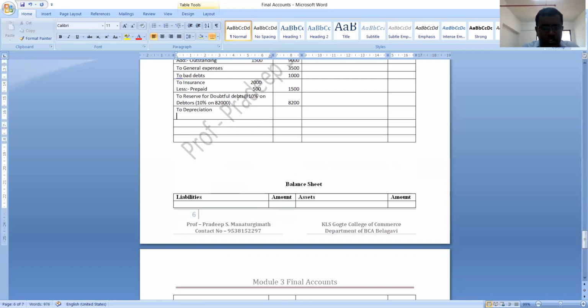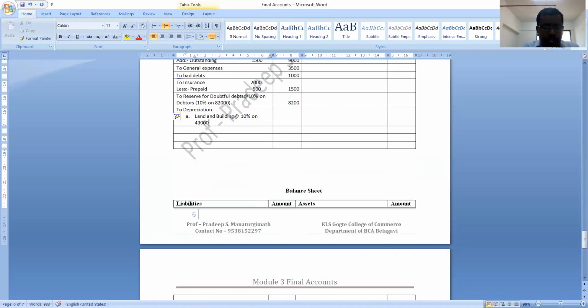To depreciation, first one is A, it is on what? It is on land and building. At what percent? At 10%. What is the value of land and building? 43,000. So what is the amount here? It is rupees 4,300, right? Yes, we'll continue.